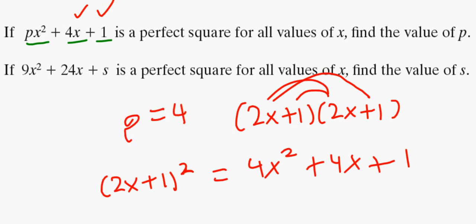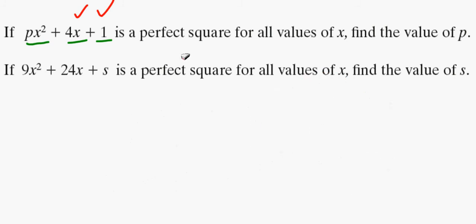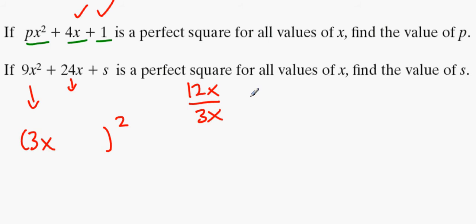Okay, next one. What we can do next is this one here, and do what we did before: square root of 9x squared, and we get 3x. So we know it's got to be 3x something squared, okay? Half of 24x, and we get 12x. Divide 12x by what we just got there, which is the 3x, and we get 4. It's a plus in the middle, so it makes a plus here. So 3x plus 4 squared.